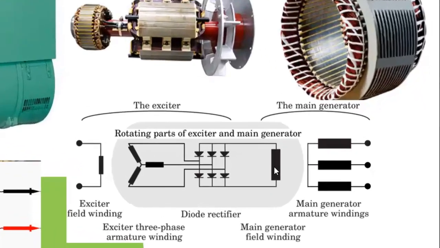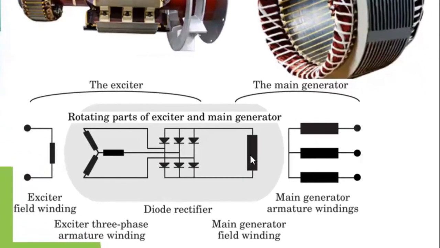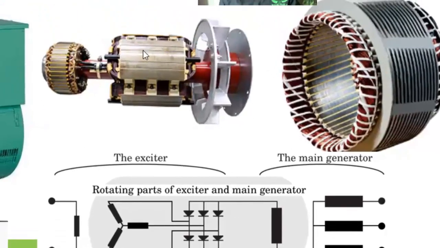So let's come to the feed section, the feed winding. In the feed winding, we are going to look at the main feed and the exciter, okay? So this is the main feed and this is it wound here on the rotor. That's the main feed, okay?